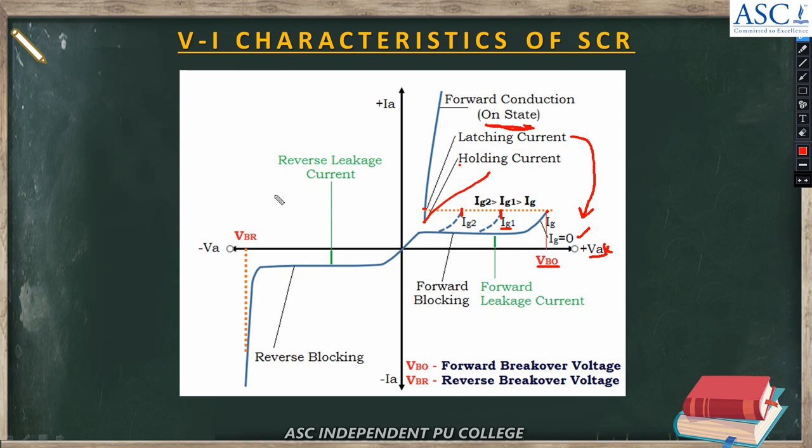Please note this point. In reverse characteristics, SCR does not conduct at all, so it will withstand some maximum voltage. That is the reverse characteristics of SCR. For your syllabus, the forward characteristics is very important. This is forward characteristics and this we call reverse characteristics. In reverse characteristics, SCR does not conduct because it conducts only when anode is connected to the positive terminal of the battery. This is all about the characteristics of SCR.